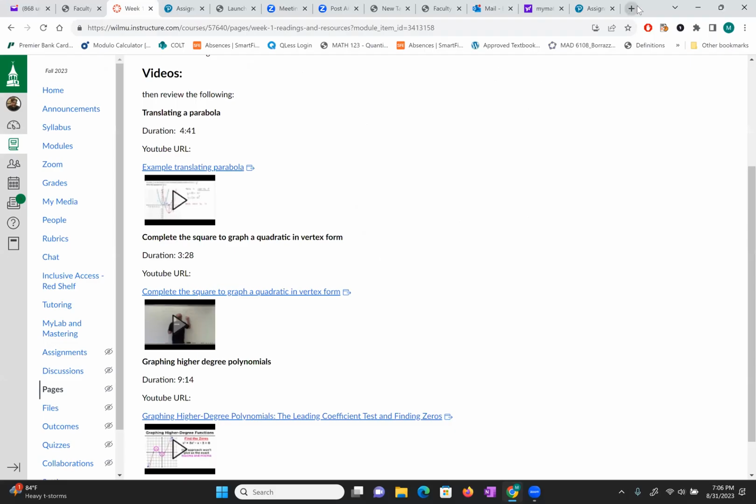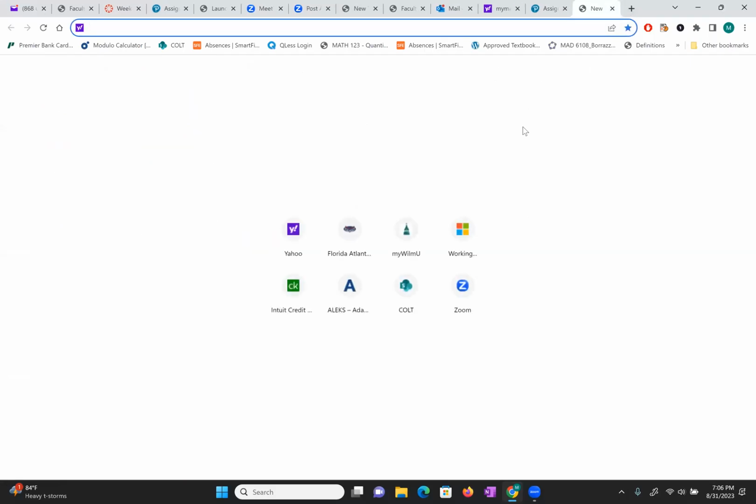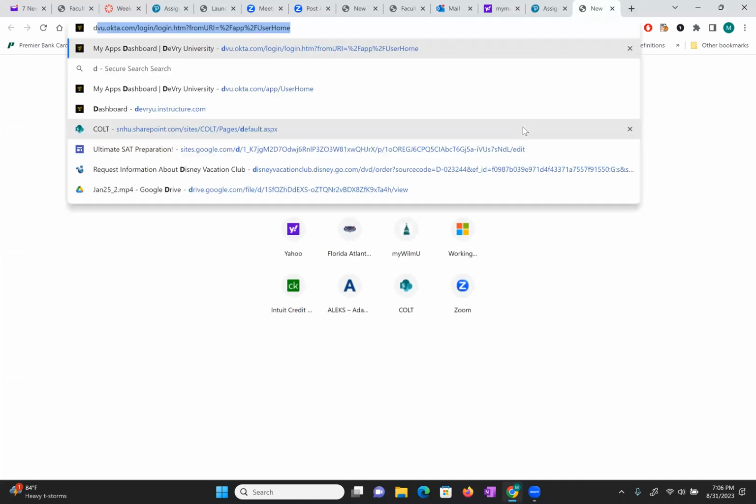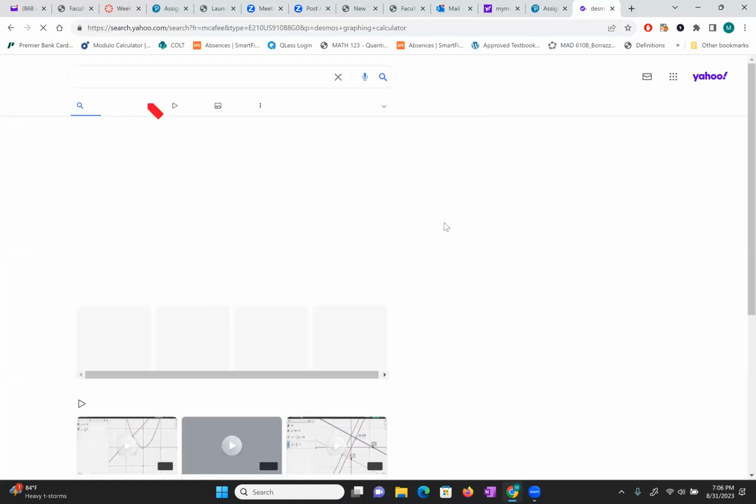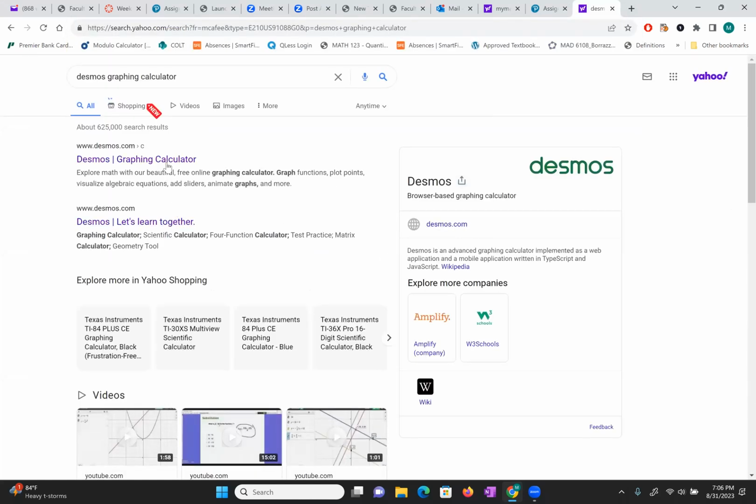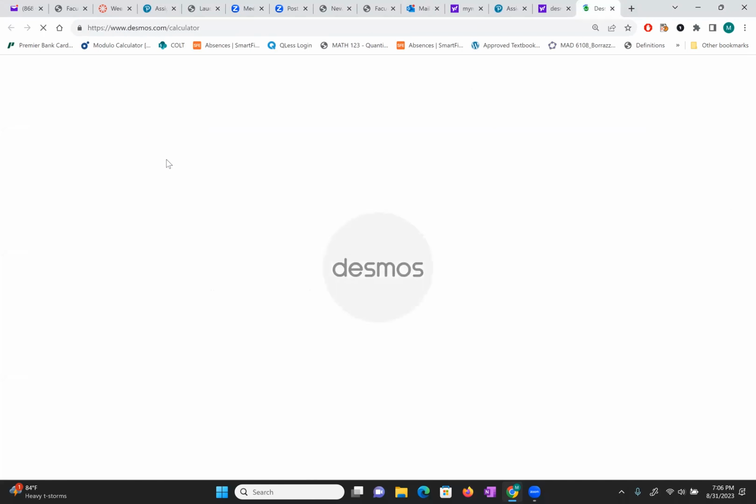And I am going to go to this, which, by the way, I ask you to write this down. It's called Desmos. If you look up there, it's the graphing calculator. I want you to use that. It's free. I love free. Free is a good thing.